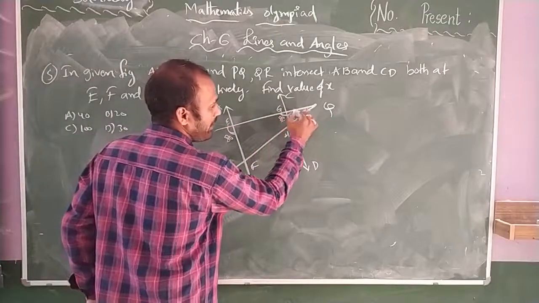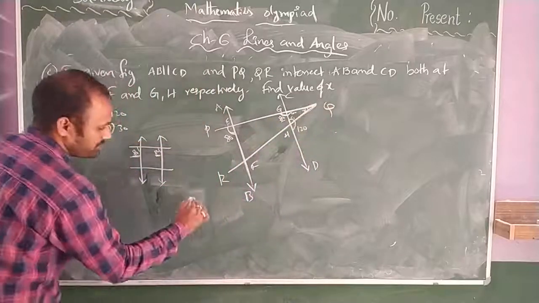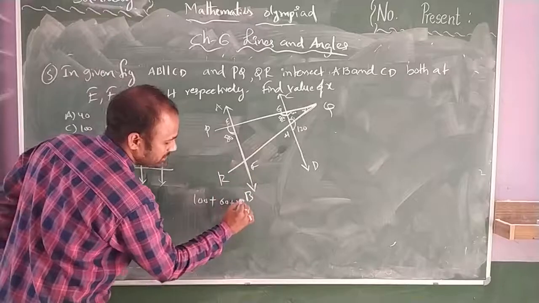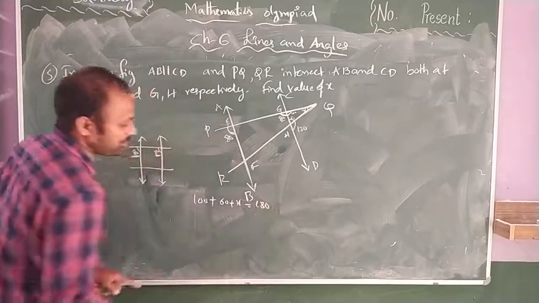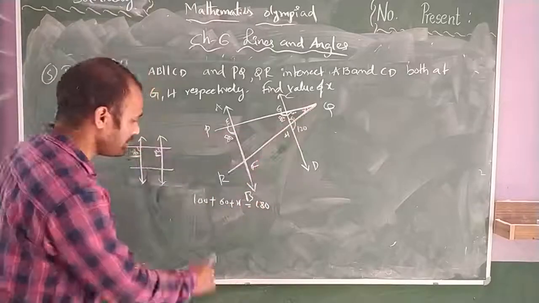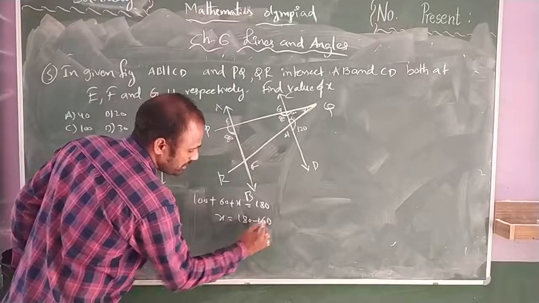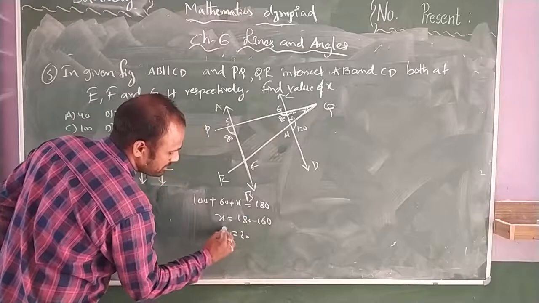So it is forming a triangle now. If you observe this triangle, 100 plus 60 plus x is equal to 180. Why? Because the sum of angles of a triangle is 180 degrees. So x is equal to 180 minus 160. The x value is 20 degrees.